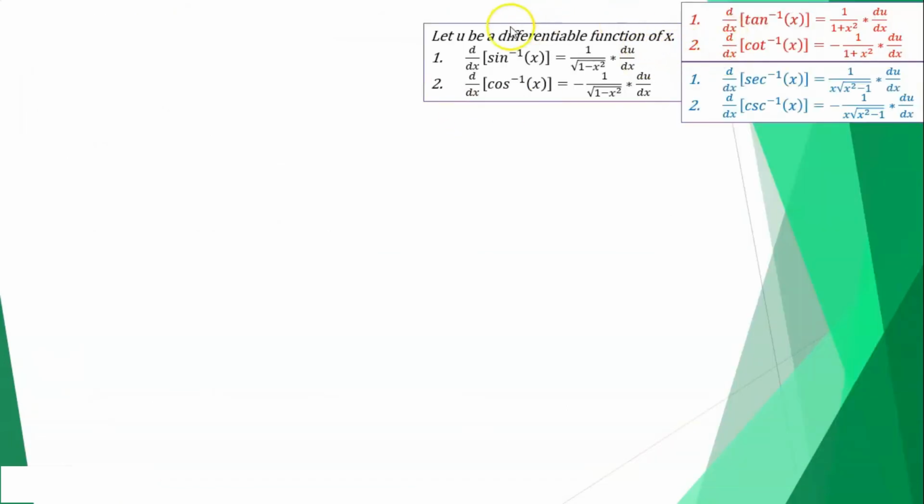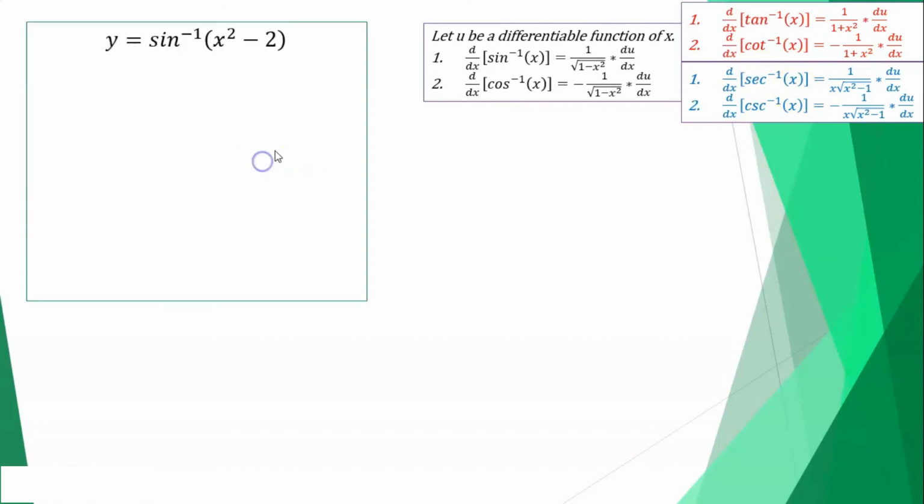So again, this is for arc sine and cosine, this is for arc tan and arc cot, and this is for arc secant and arc cosecant. So y is equal to sine negative 1 of x squared minus 2. So again, derivative of y is dy dx. Derivative of arc sine is 1 over the square root of 1 minus the value here, which is x squared minus 2, then squared, times the derivative of this, which is actually 2x minus 0, or simply 2x.